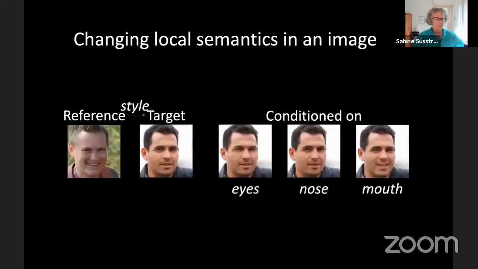So let me walk you through this. This paper is about changing the local semantics of an image. We have a reference and a style target, which are two outputs of a GAN.